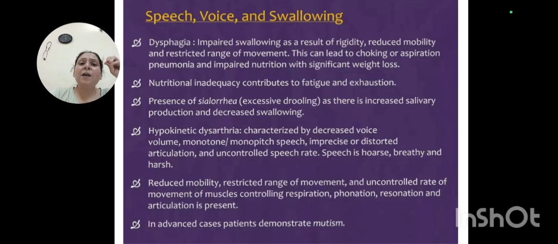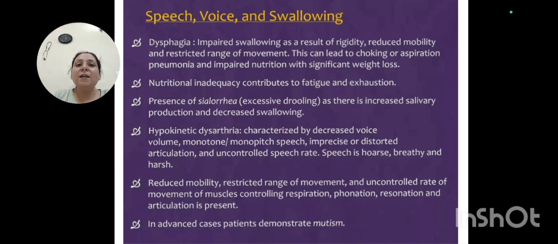Now, the second point is that he is not able to swallow, and there is an excess of saliva formation, and because of that he is not able to swallow, so there will be drooling. There will be excessive drooling also.